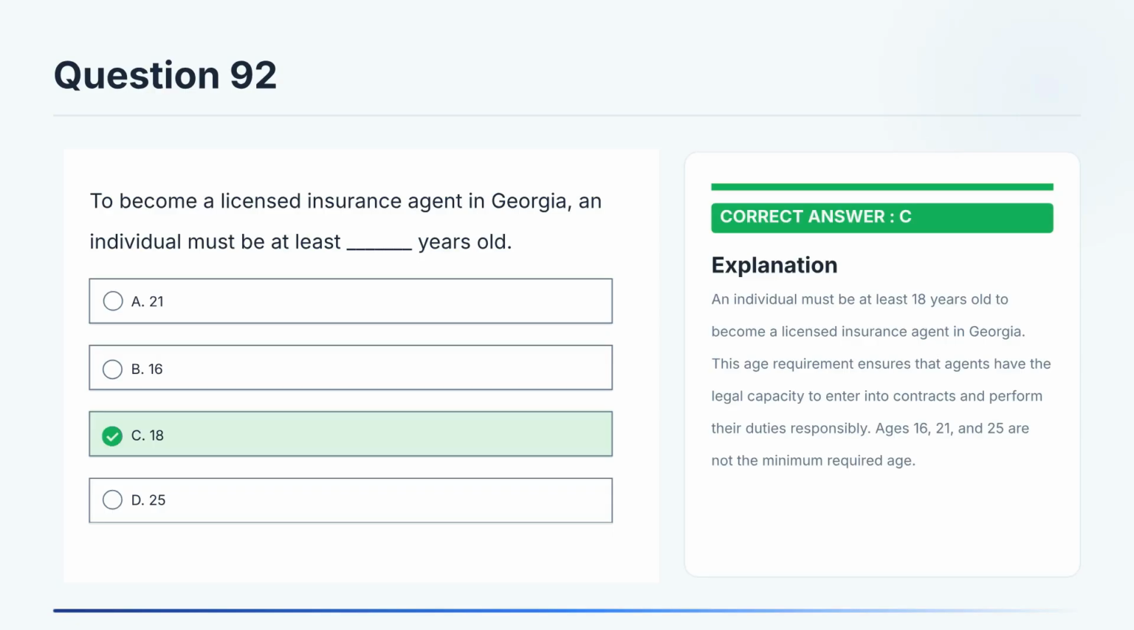The correct choice is C. 18. An individual must be at least 18 years old to become a licensed insurance agent in Georgia. This age requirement ensures that agents have the legal capacity to enter into contracts and perform their duties responsibly. Ages 16, 21, and 25 are not the minimum required age.